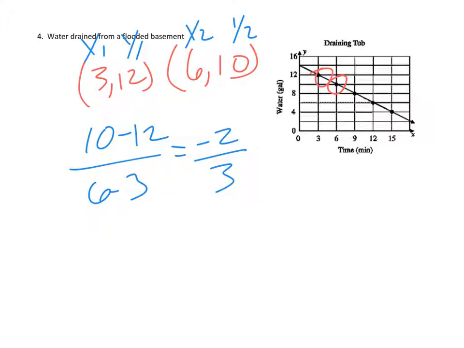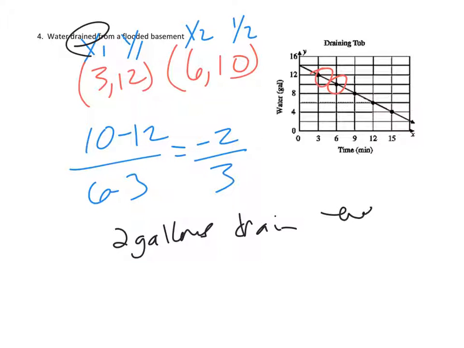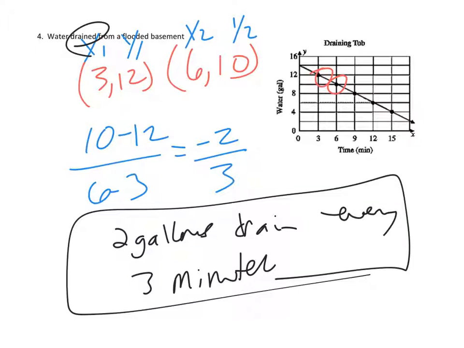So what does that mean? It means 2 gallons drain, right, because that's what it says here, every 3 minutes. There we go. 2 gallons drain every 3 minutes.